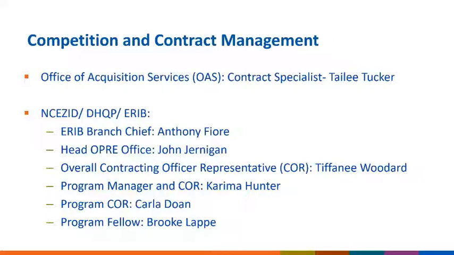In my office, in the NCEZID and DHQP, you have a branch called the Evaluation, Research, and Innovations branch. The chief for that branch is Anthony Fiore. The head of the Office of Prevention, Research, and Evaluation is John Jernigan. The overall contracting office representative for SHEPheRD is Tiffany Woodard. I am your program manager and COR for SHEPheRD. We also work with another program COR, Carla Doan, and our program fellow, Brooke Lapp, helped put together this whole webinar, and we're very appreciative of her for doing that.